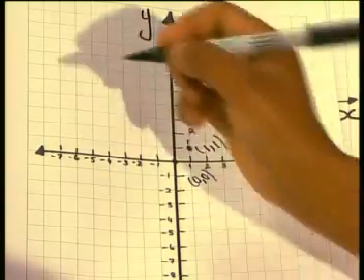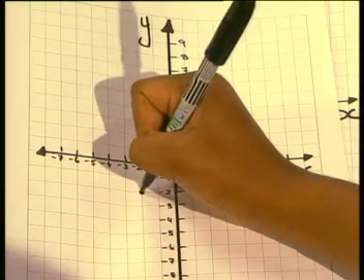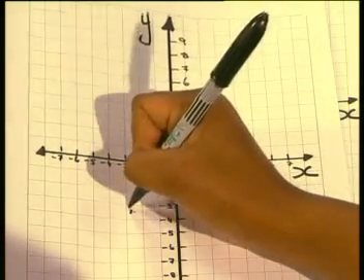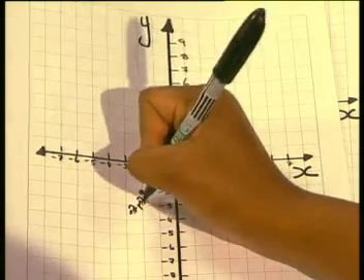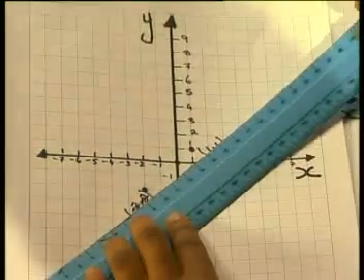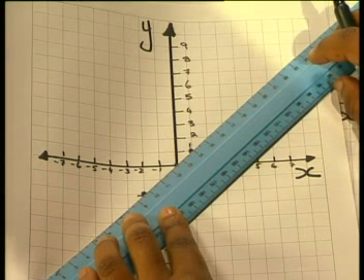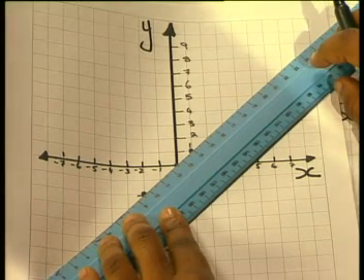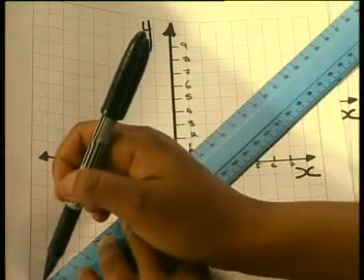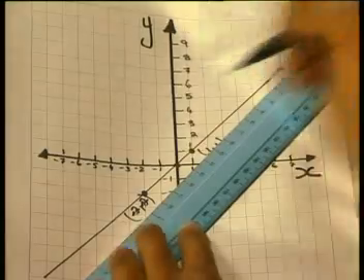Let me see just one more point to be sure. If x equals -2, then y equals -2. So I'll plot this point here. Now all I need to do is join all the dots with a straight line like so. That's it, all done.